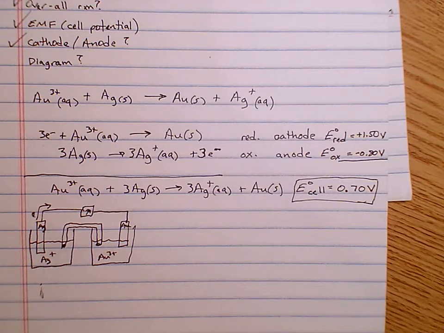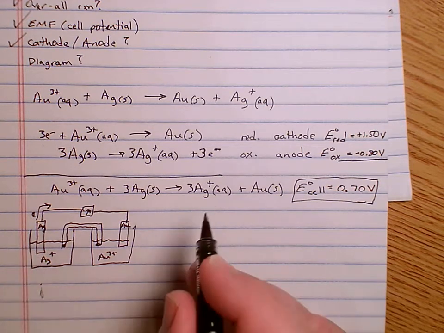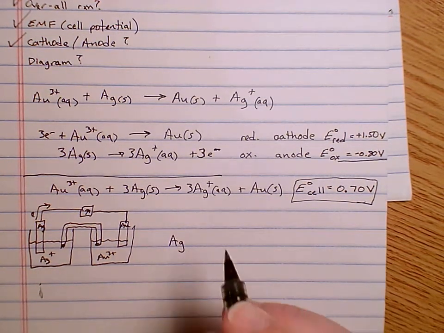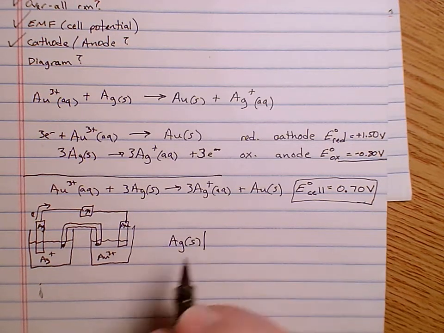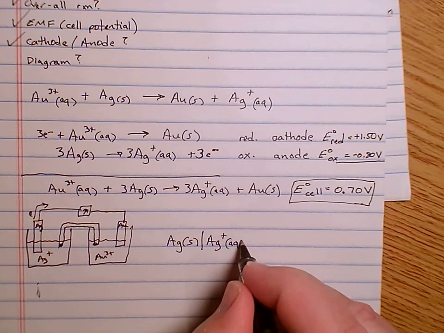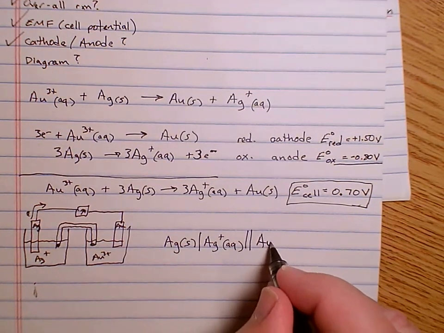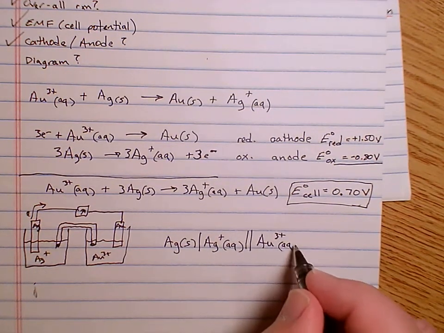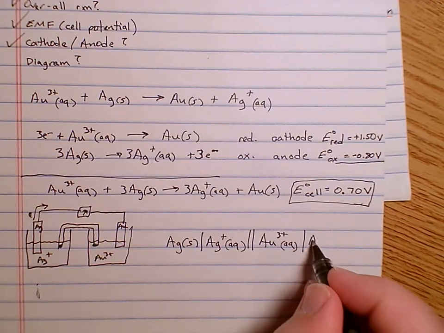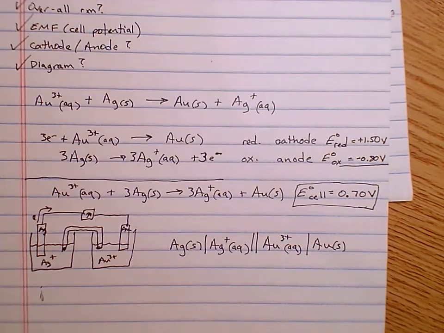And we remember that our cell diagram starts at the solid anode, Ag solid, phase change to Ag plus aqueous, salt bridge, two lines for the salt bridge, Au3 plus aqueous, and finally Au solid. Boom. Got it done. All right, so that's how you would work out this type of reaction.